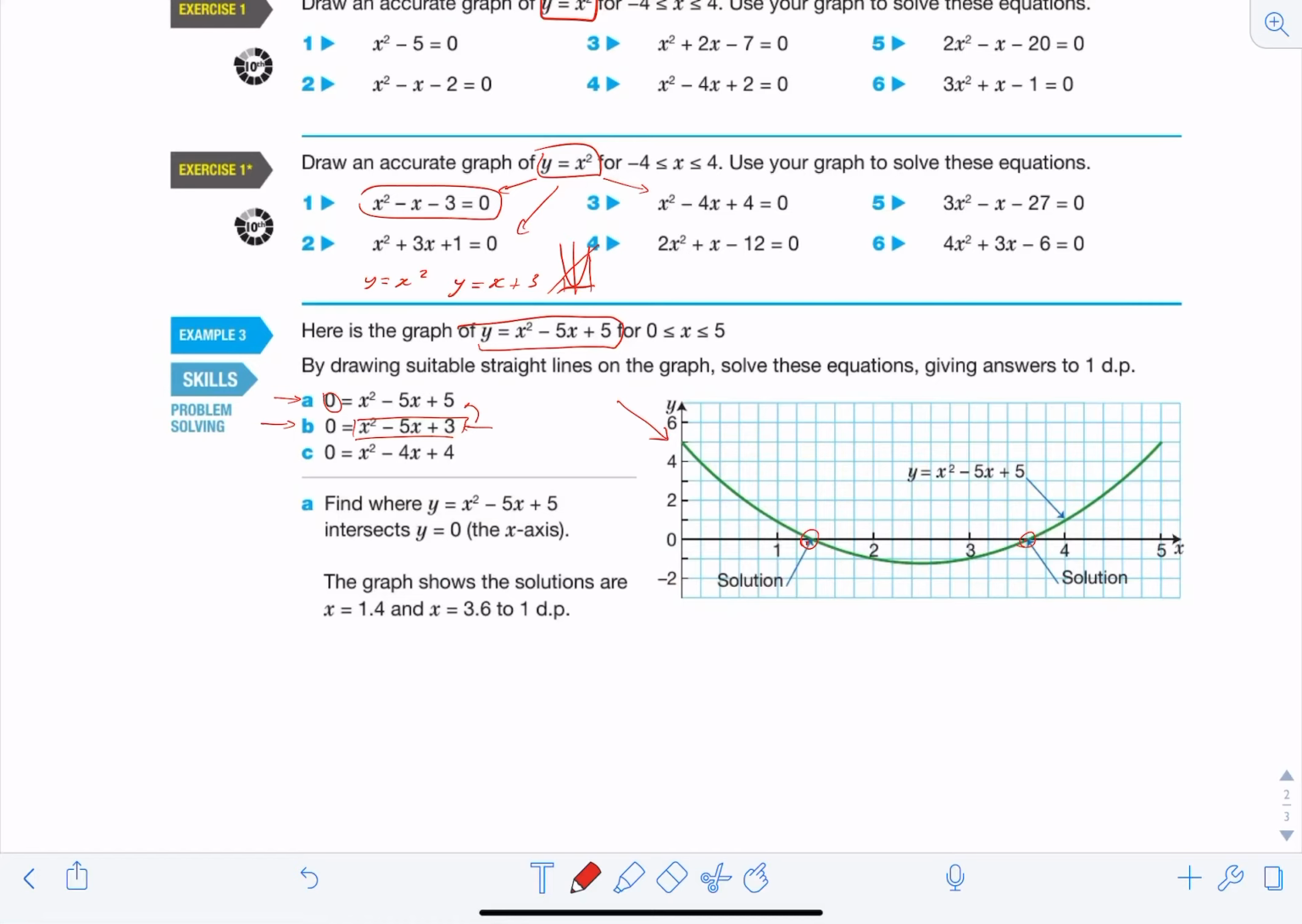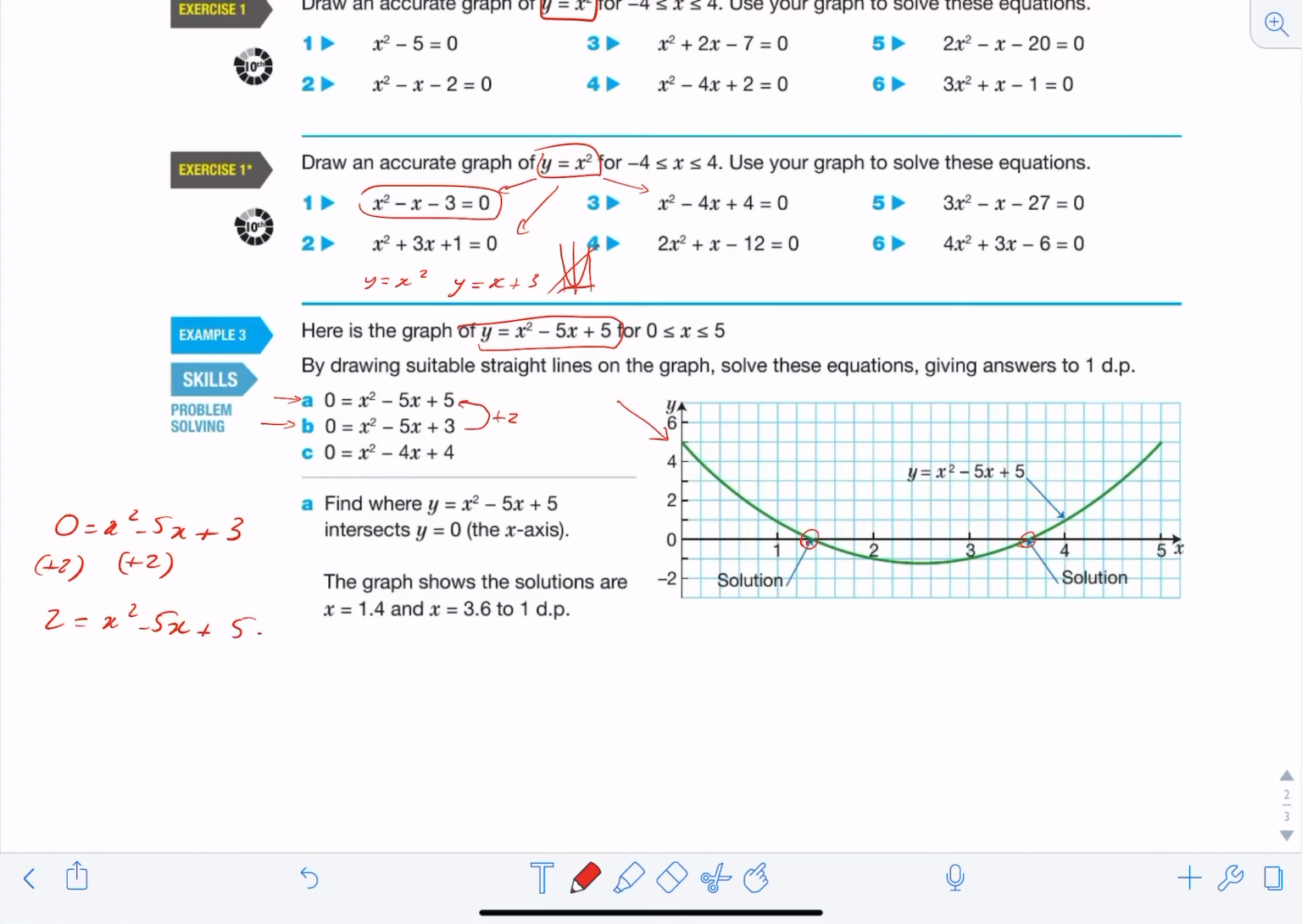Well, to get from this equation to this equation, we add 2. So I'm just going to make a note over here. So we're going to 0 equals x squared minus 5x plus 3. And I just said we're going to add 2. But because this is an equation, we have to add 2 to both sides. So we get 2 equals x squared minus 5x plus 5.